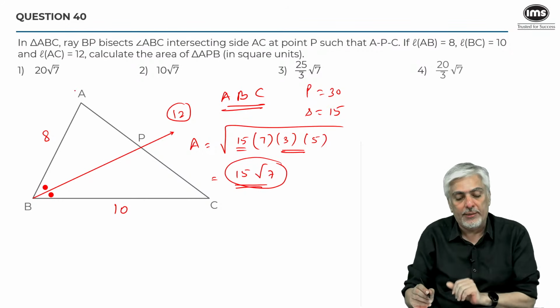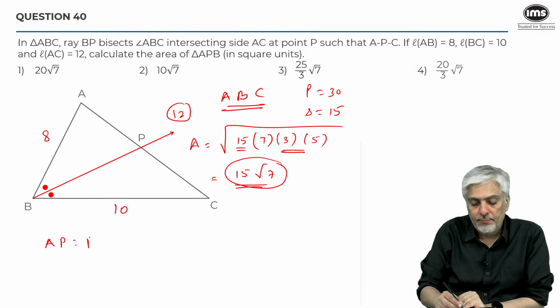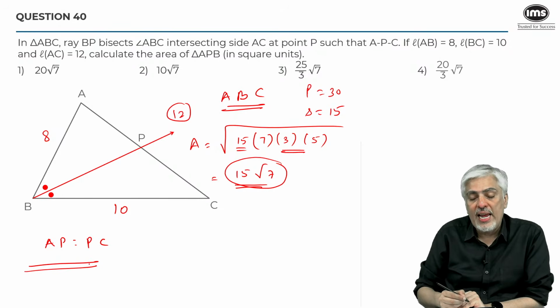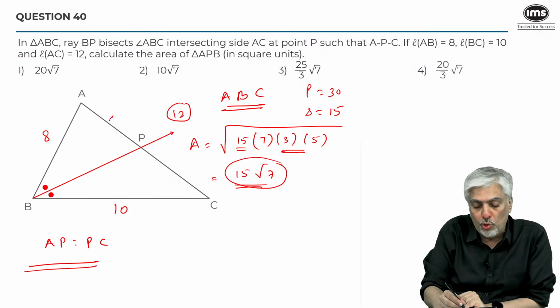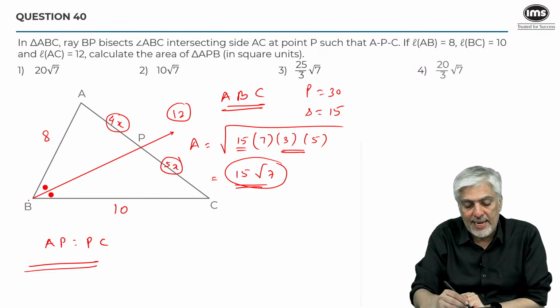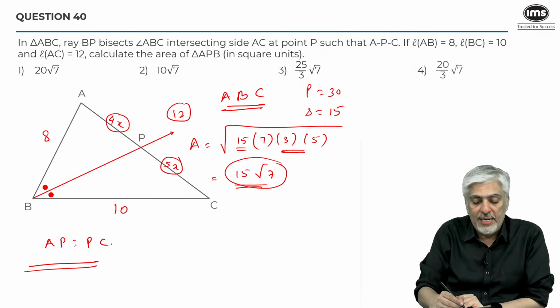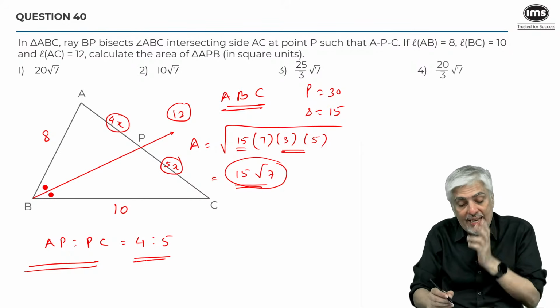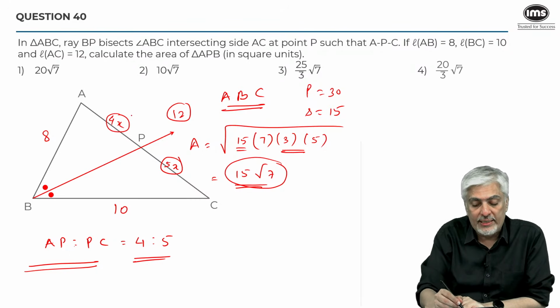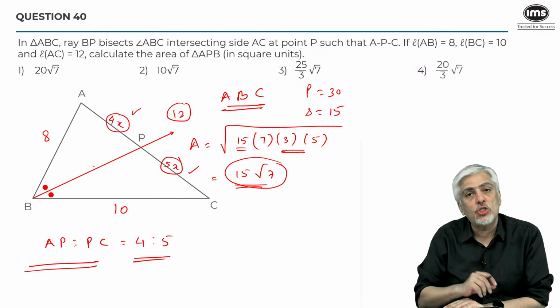Everybody pay attention carefully. Now, what is the ratio of AP to PC? AP to PC will be in the ratio 4:5 because of angle bisector theorem. 8 and 10, AP and PC will be in the ratio 4:5. Now, if AP and PC are in the ratio 4:5, because they both have the same height, if I take this as the base, then their areas will also be in the ratio 4:5.